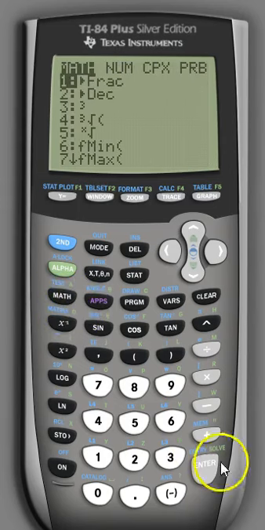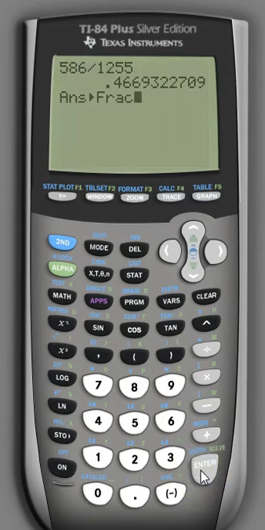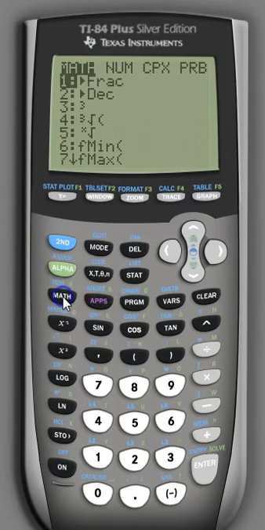So you're going to go to the math and you're going to hit the very first one. You'll notice this fraction, so just hit enter and then hit it again, and there you go. Apparently it doesn't reduce.